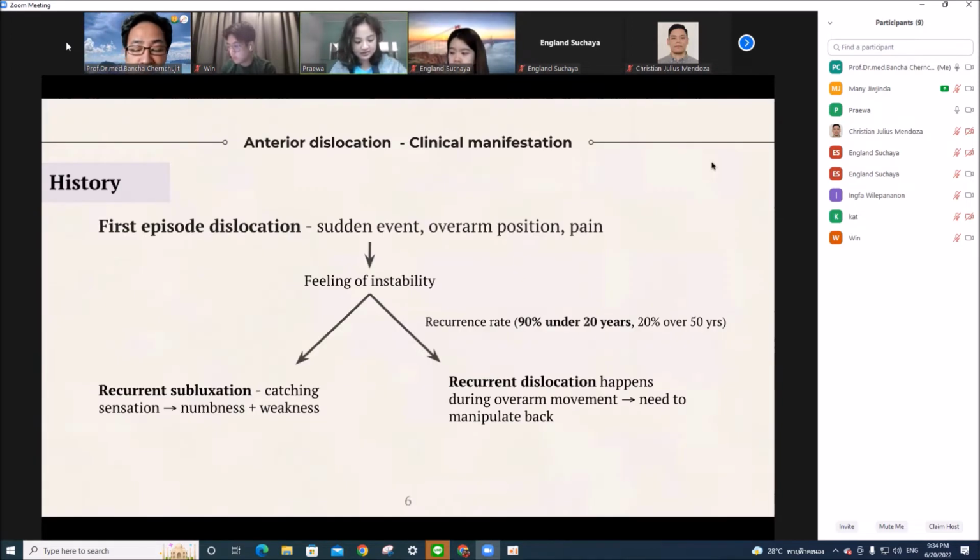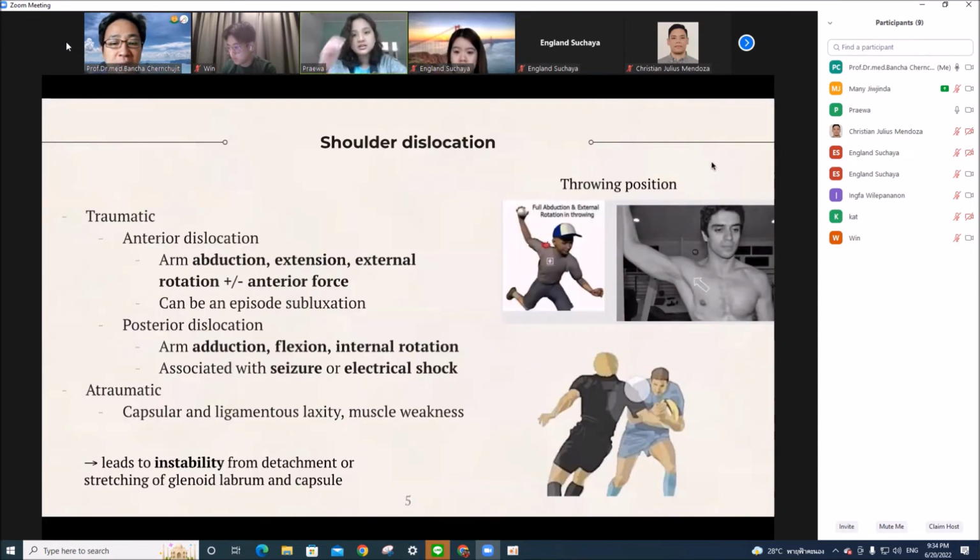Okay. So which one is more common, anterior or posterior dislocation? The anterior. Yes, anterior is more common, right? It's not just this position, abduction and external rotation. Sometimes it can happen when you fall on an outstretched arm, and the arm is pushed to the back like this. So it can also happen, right? Not always abduction and external rotation.